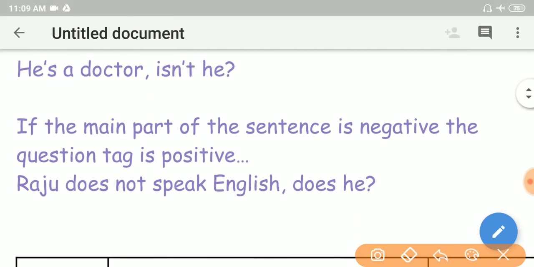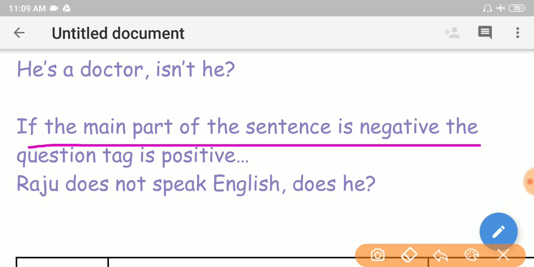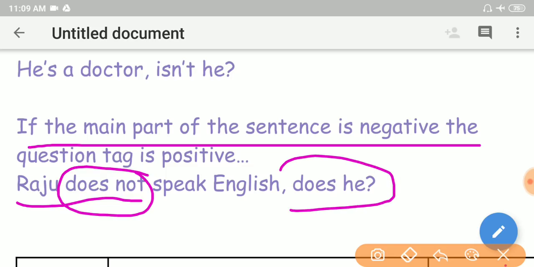On the other hand, if the main part of the sentence is negative, the tag should be positive. For example, you see here, "Raju does not speak English." Not is a negative word. So the tag should be positive, my dear friends.